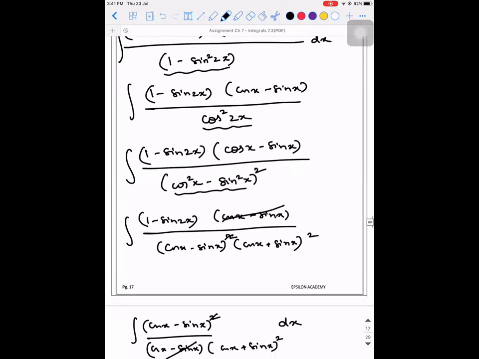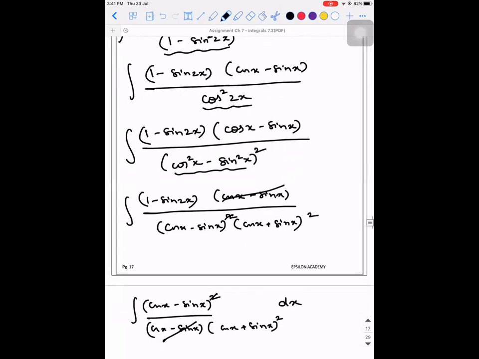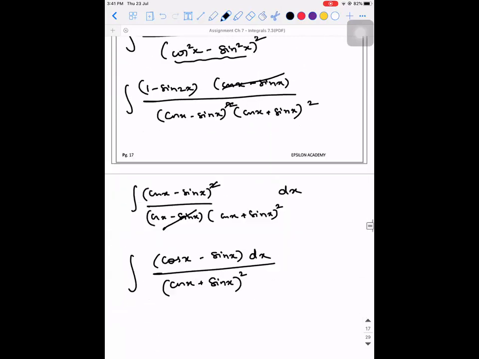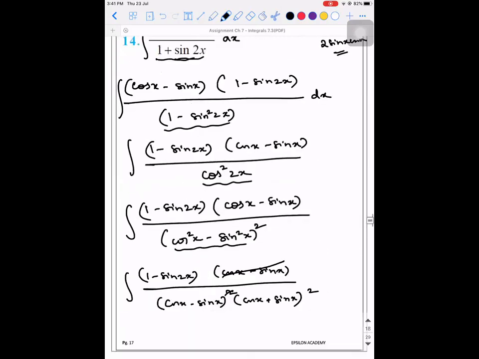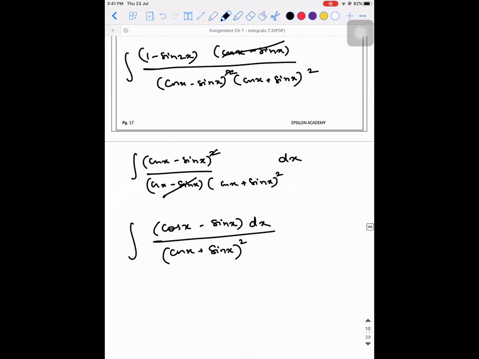Sir, can't we divide numerator and denominator by cos? If that's possible, can we do that? Wait, we will try it. I'll try all the methods, whatever you people suggest. Let's try to figure out what is easy. So first, is this method clear? Is it clear till this step? Yes, sir. Now we have got stuck in one step.